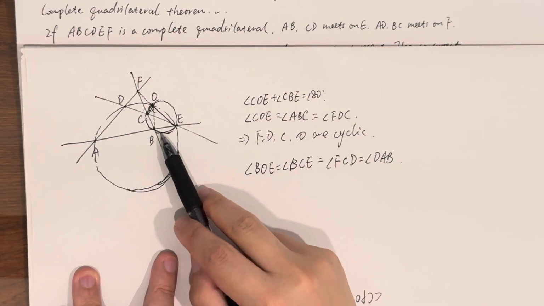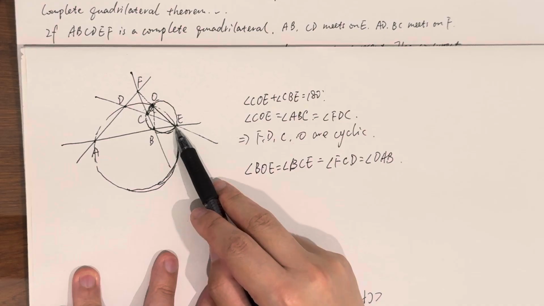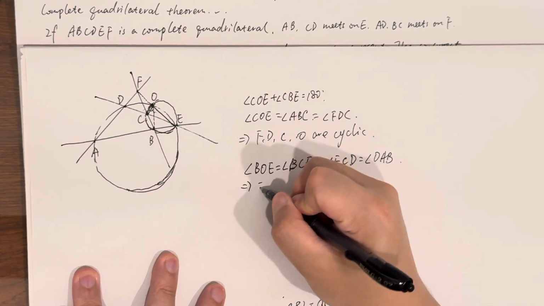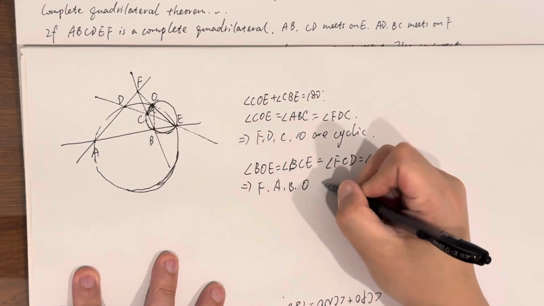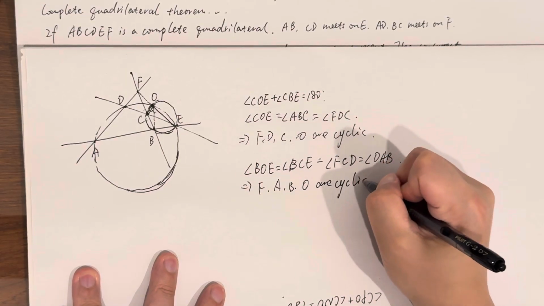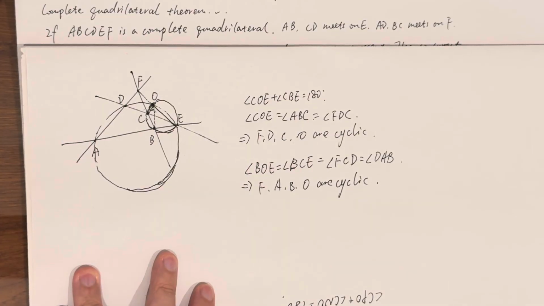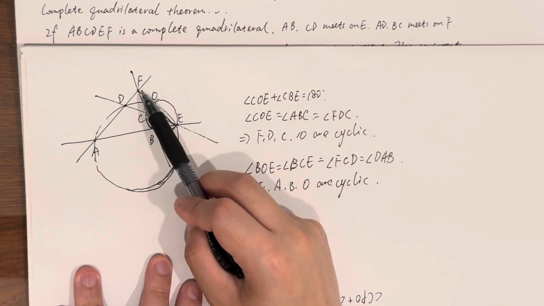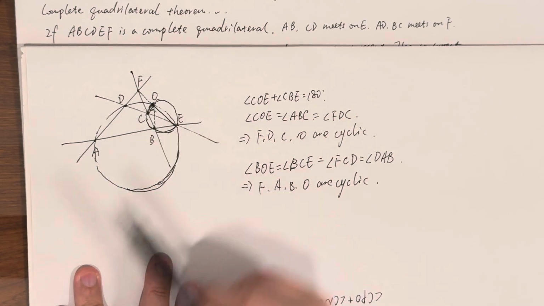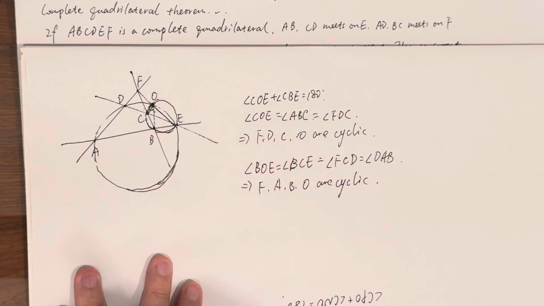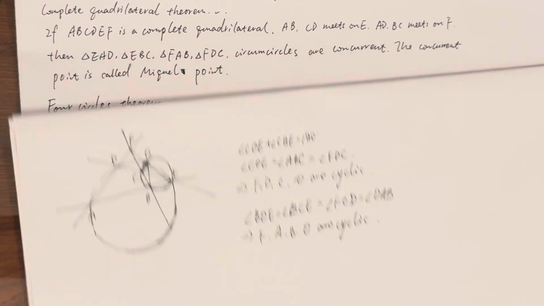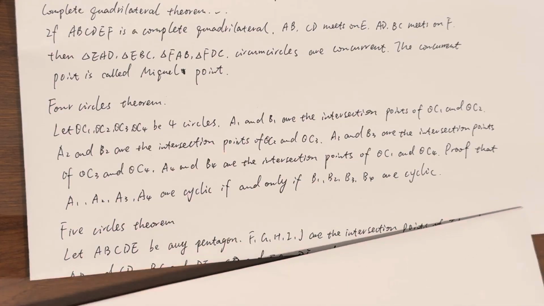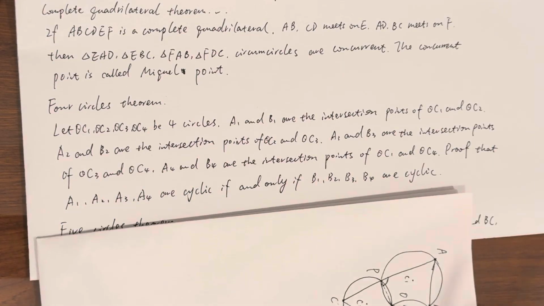That means angle BOE equals angle FAB, which means FABO are cyclic. Which means the circumcircles of triangle BCE, triangle EAD, triangle FDC, and triangle FAB are concurrent at this point O. Okay. That's the complete quadrilateral theorem, and now we look at the four circles theorem.